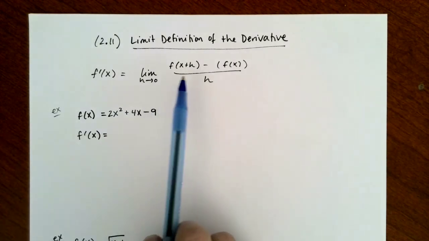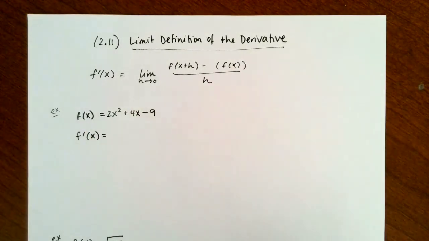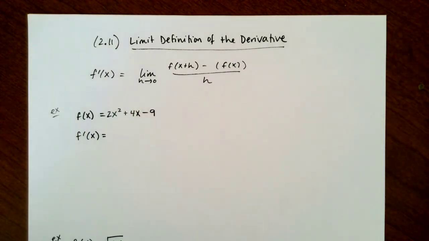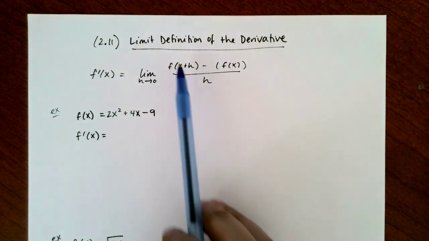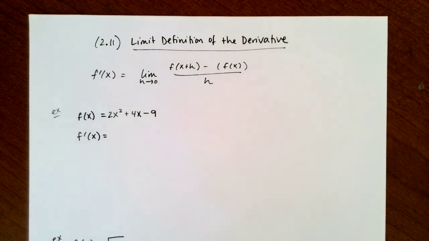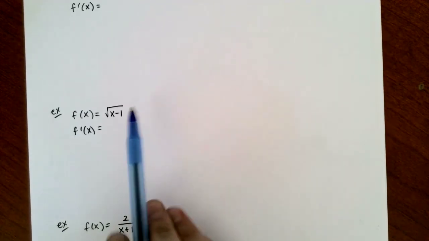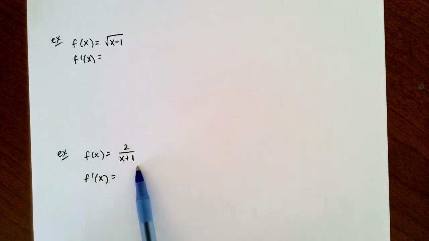Okay, so we're going to use this definition for this first function. And I'll point out in this video, I have the same three types of examples as for the 2.10 video, the original limit definition of the derivative. So I have a polynomial where we'll factor and cancel. I have a root function where we'll do the conjugate trick, and I have a fraction where we'll do LCD.